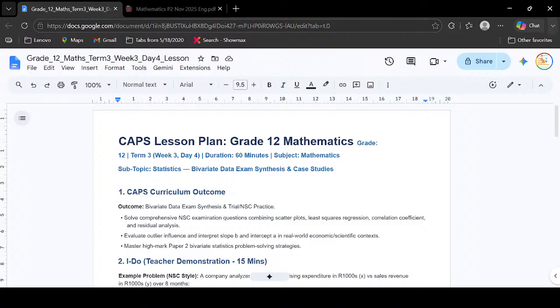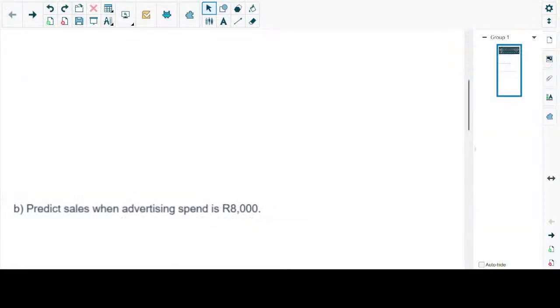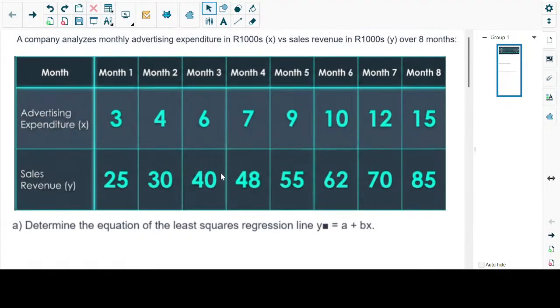Okay, let's go to the question. Our first question for today: a company analyzes monthly investing expenditure in thousands. That's what we must consider, in thousands.